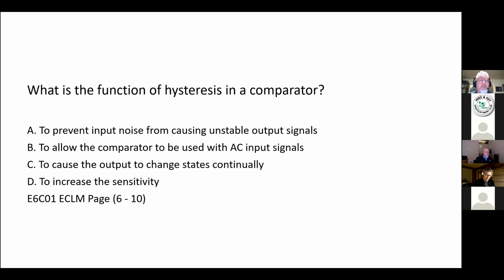What is the function of hysteresis in a comparator? A, to prevent input noise from causing unstable output signals. B, to allow the comparator to be used with AC input signals. C, to cause the output to change states continually. Or D, to increase the sensitivity? Alpha is correct, to prevent input noise from causing unstable output signals.